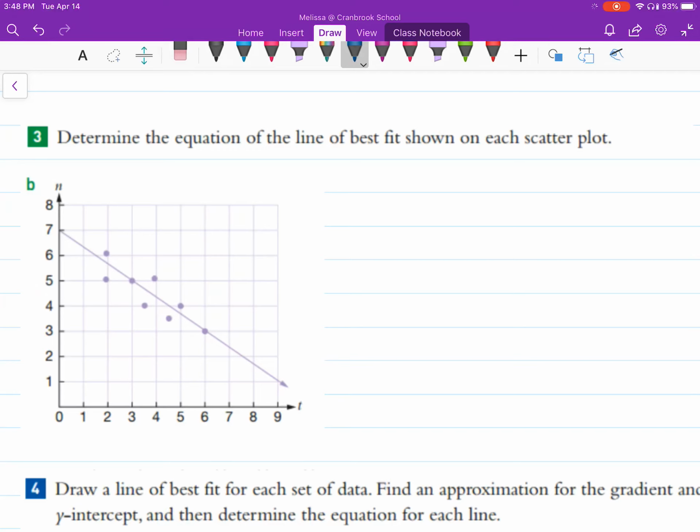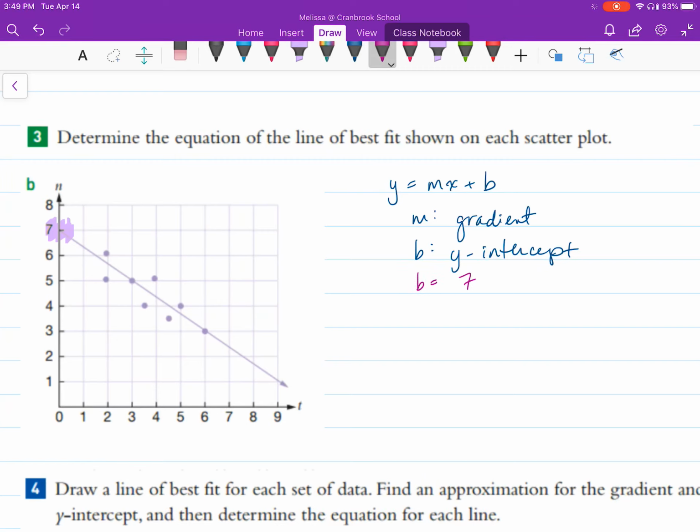the equation of a straight line in gradient intercept form is y equals mx plus b, where m is your gradient or slope, and b is a y-intercept. So when you're given an accurate graph, scatter plot with a trend line included, you can simply look at the graph and determine where is the y-intercept.